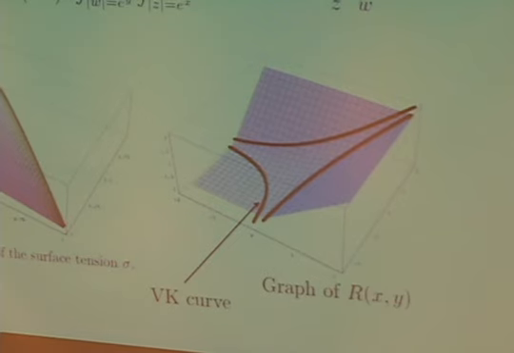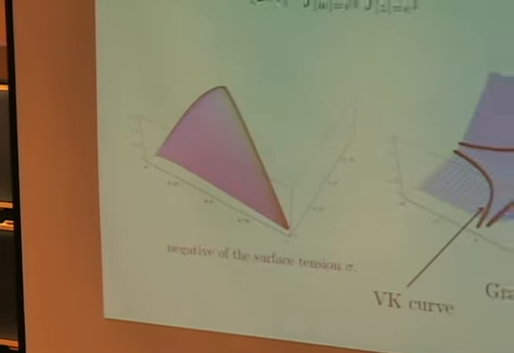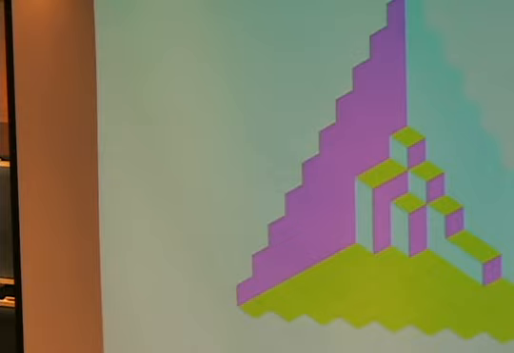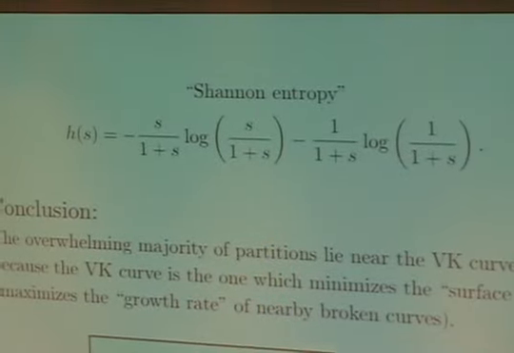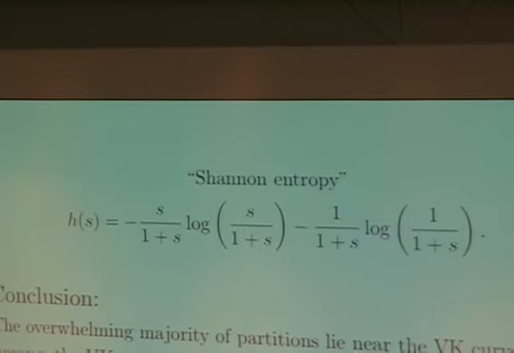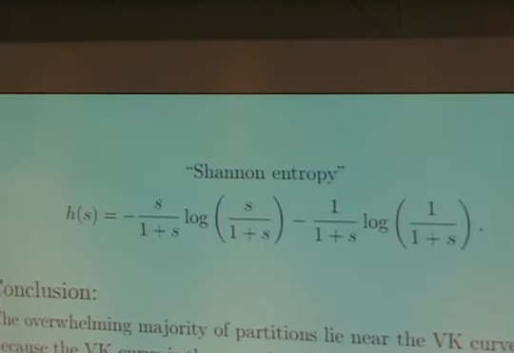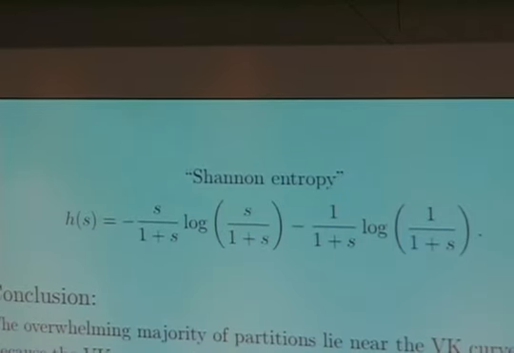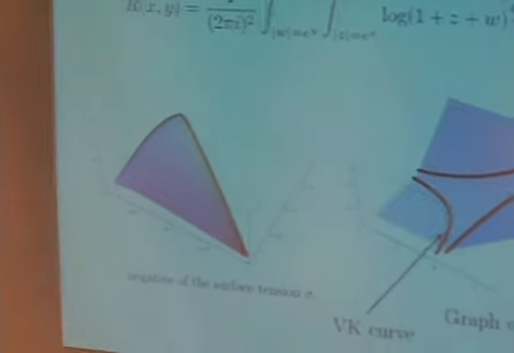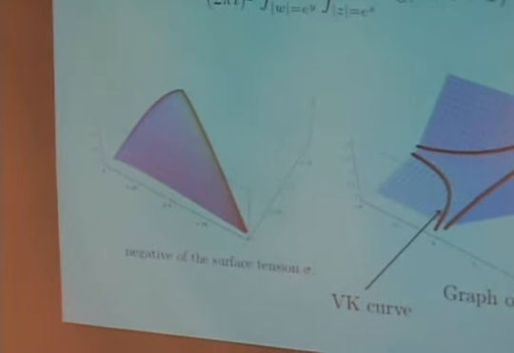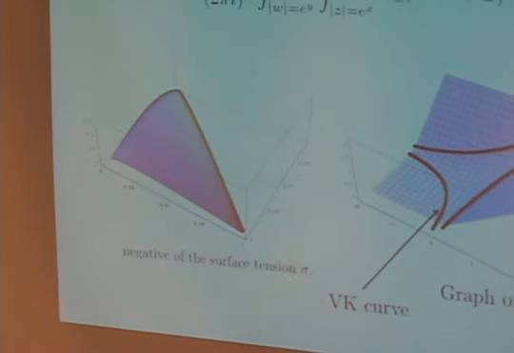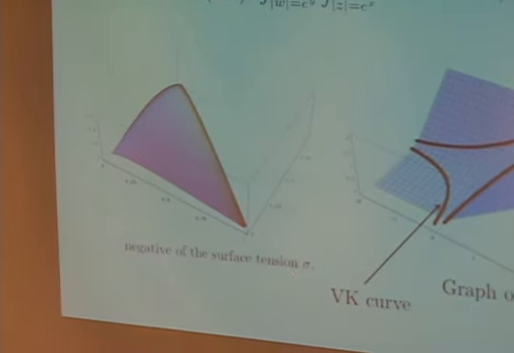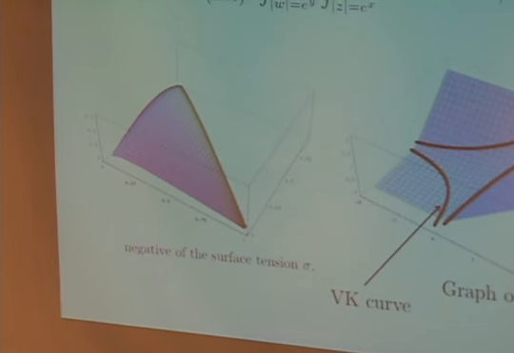Well, so what's this picture over here? If you remember the Shannon entropy formula, which played a role in the 2D partitions, there's a corresponding formula for 3D partitions, which depends now on two variables. Here S was the slope in the plane. And when you're talking about 3D partitions, there's two slopes, the slope in the x direction and the slope in the y direction. And that function h is replaced by this thing which I'm calling surface tension sigma, and that's minus the surface tension, and that's its graph, something like that. Also some complicated problem.